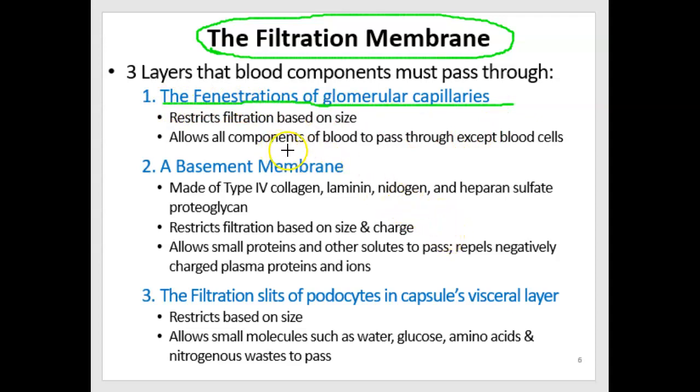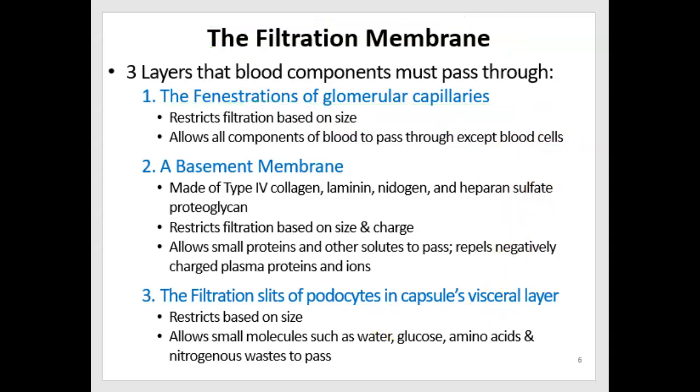The fenestrations of these glomerular capillaries restrict what gets out of the blood based on its size. So the restriction for getting out of the blood is how big are you? Most things can pass except for large molecules like proteins. So plasma proteins will stay in, and of course blood cells will stay in the blood. They will not become part of the filtrate, unless disease is present, of course.